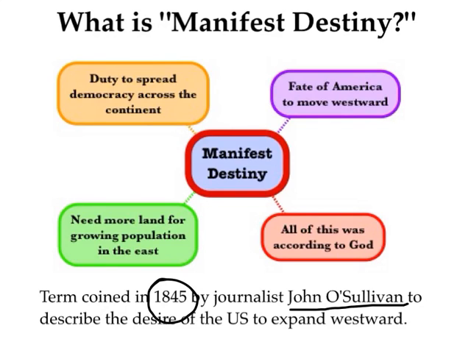Now, there are a couple of key ideas I want you to keep in mind with manifest destiny. During this time period, Americans felt that it was our duty to spread democracy across the continent. We felt it was our fate to move westward. We needed more land for a growing population in the East. And all of this was according to and supported by God. So this drive to go west was both manifest, obvious, and certain. It was our destiny. It was our fate to move forward.